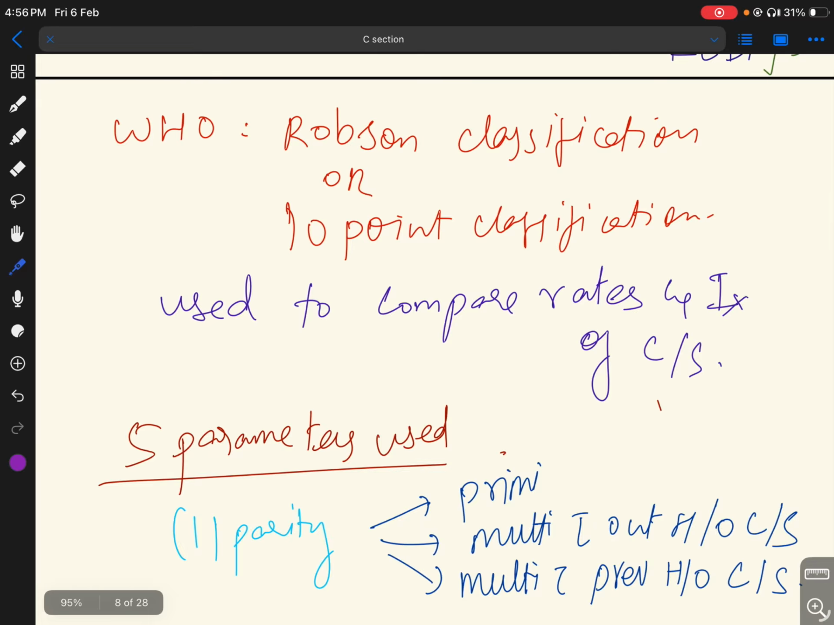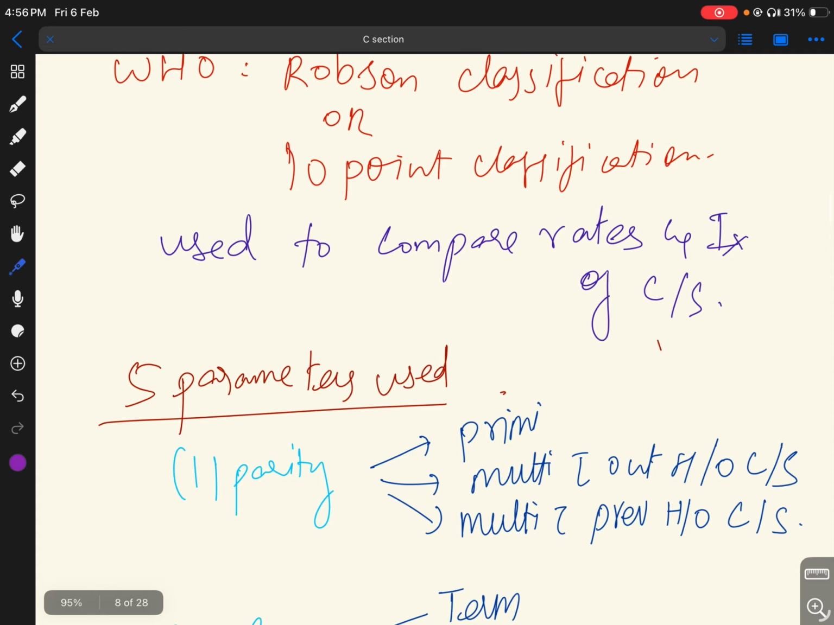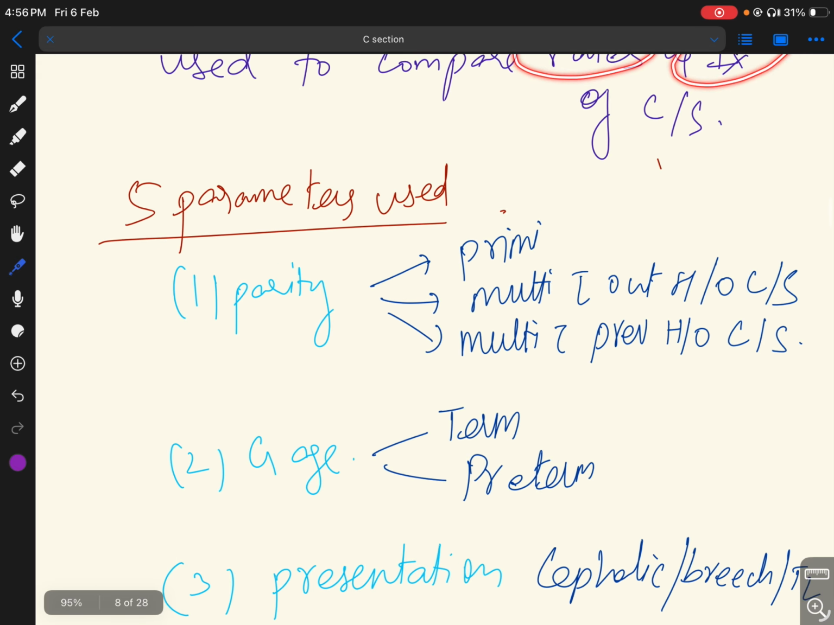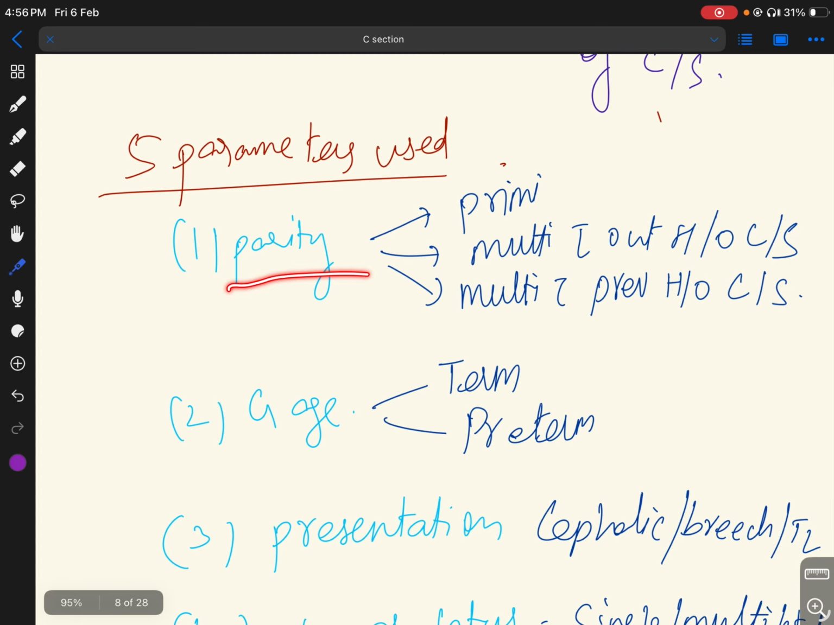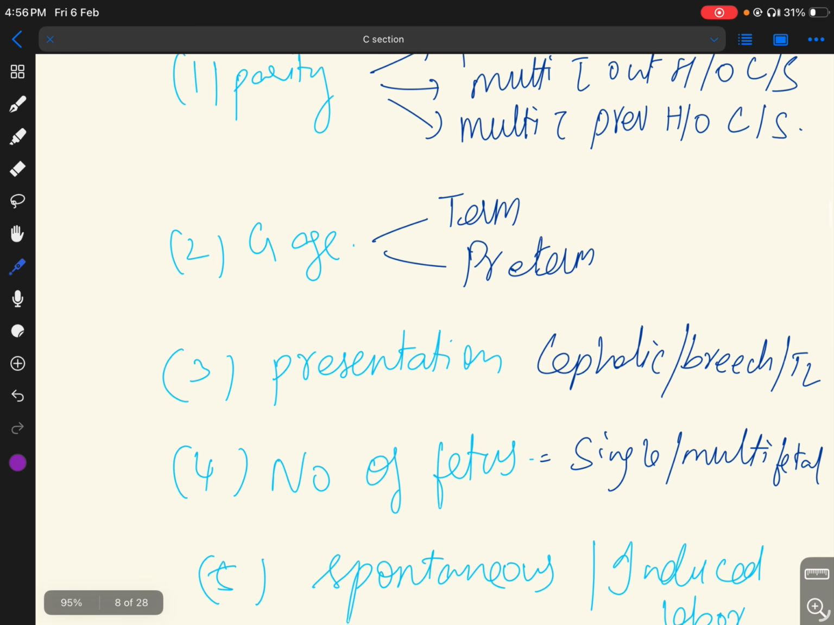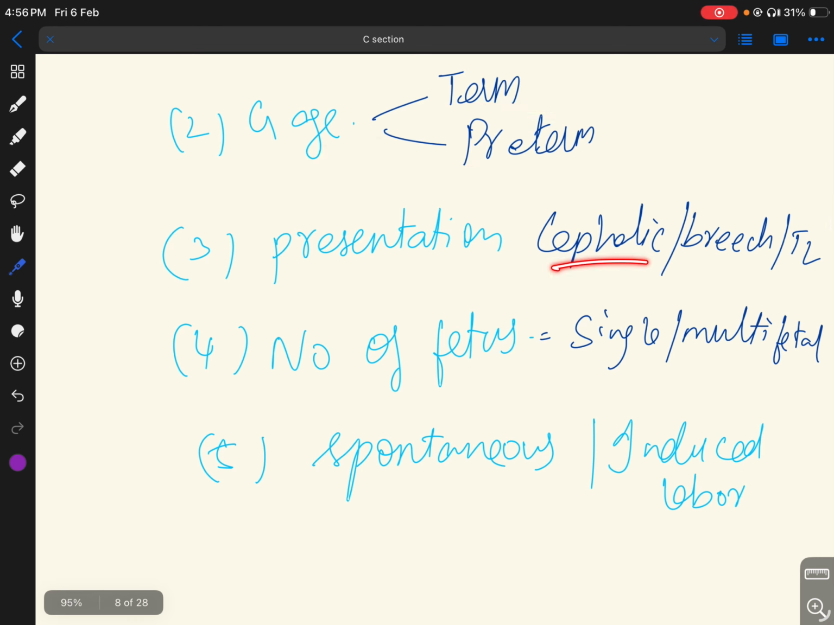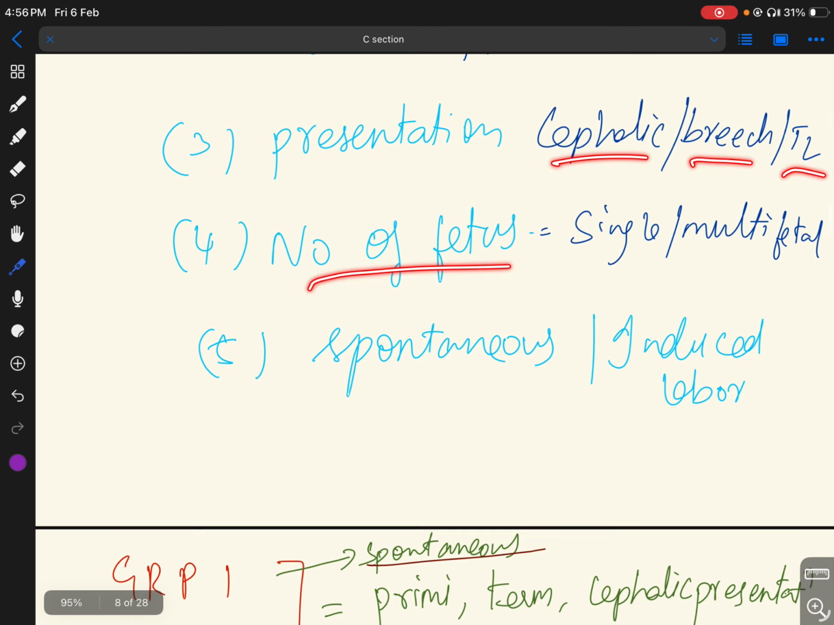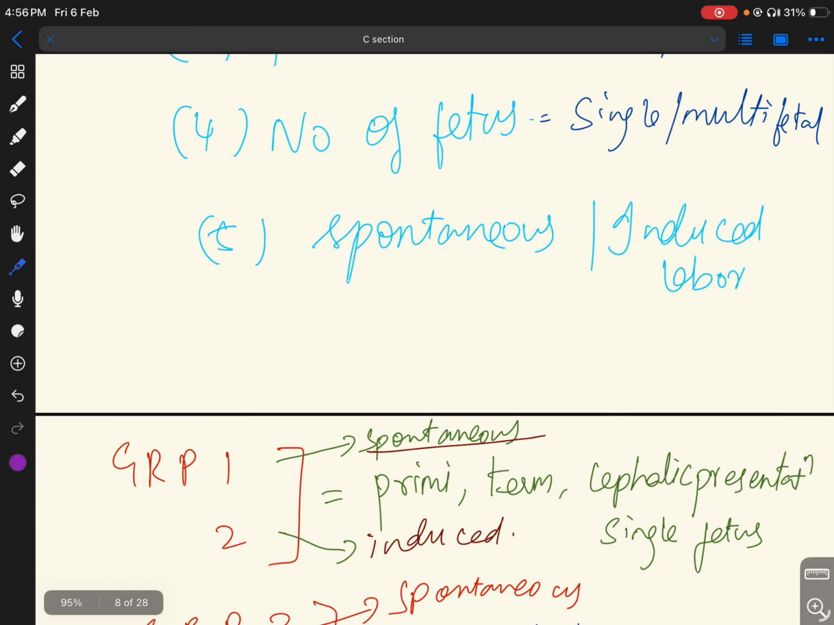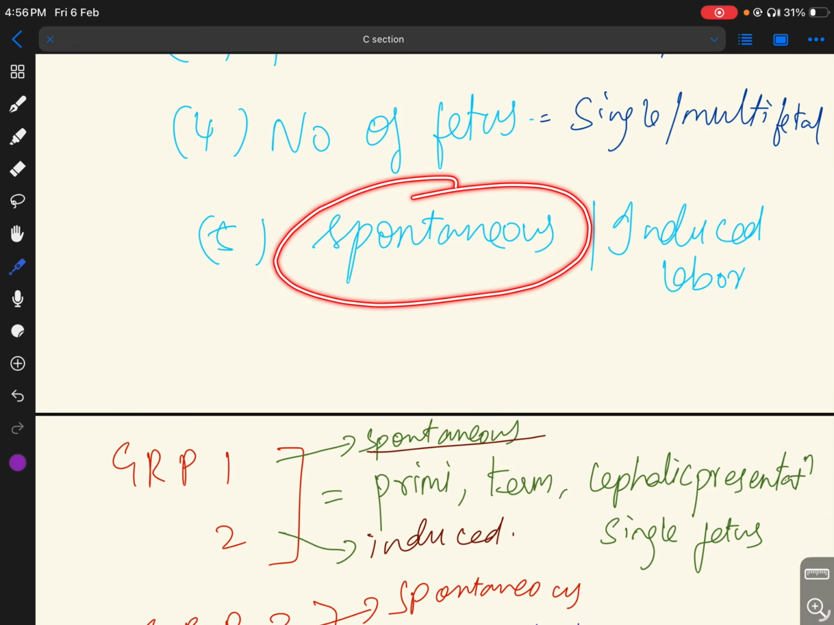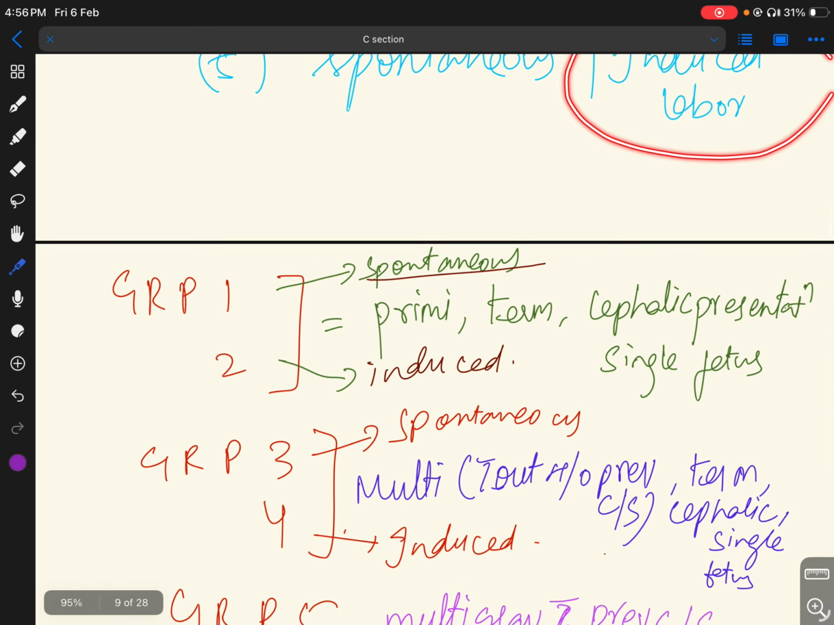WHO recommends Robson's classification or 10-point classification. It is used to compare the rates and indications of C-section. Five parameters are used: parity, whether primary or multiparity, with or without previous history of C-section; gestational age, whether term or preterm; presentation, whether cephalic, breech or transverse lie; the number of fetuses, whether single or multifetal pregnancy; and whether the labor is spontaneous or induced.